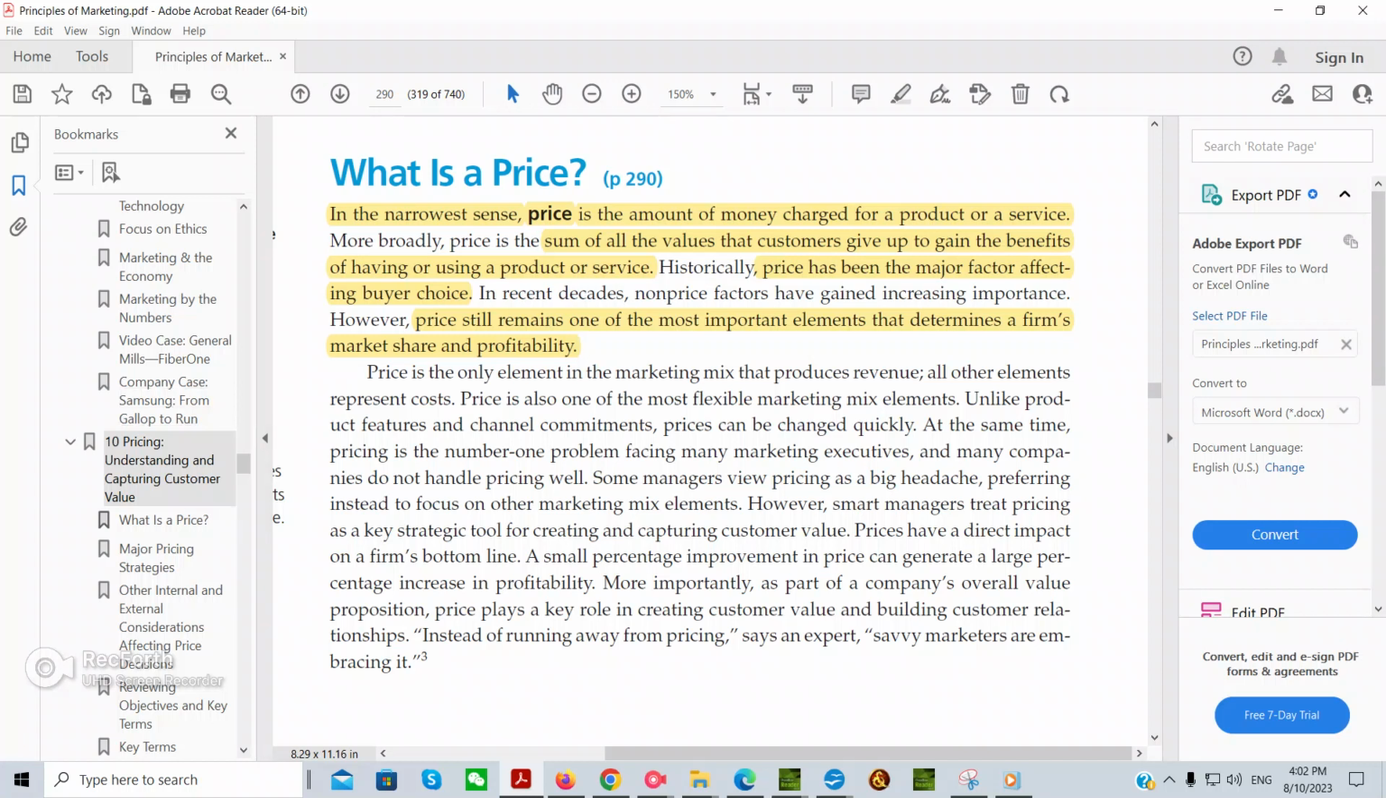Price is the only element in the marketing mix that produces revenue. All other elements represent costs. Right? So you have two things. In finance and accounting and business, there's two things: there's revenue and there's cost. Revenue refers to the money obtained before expenses are calculated. Cost refers to the price, or the financial giveaway or exchange to get what you're looking for.